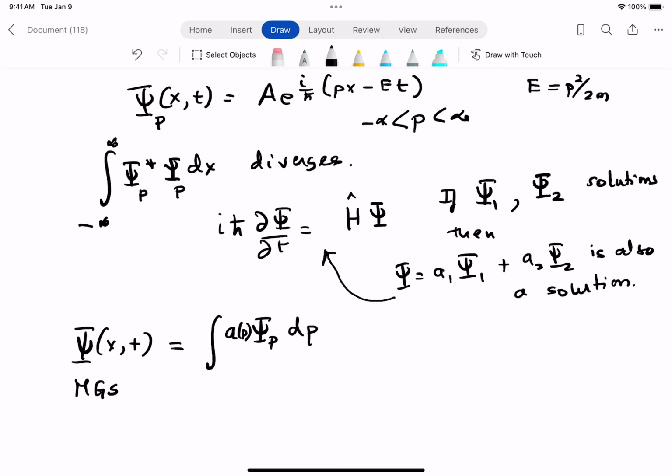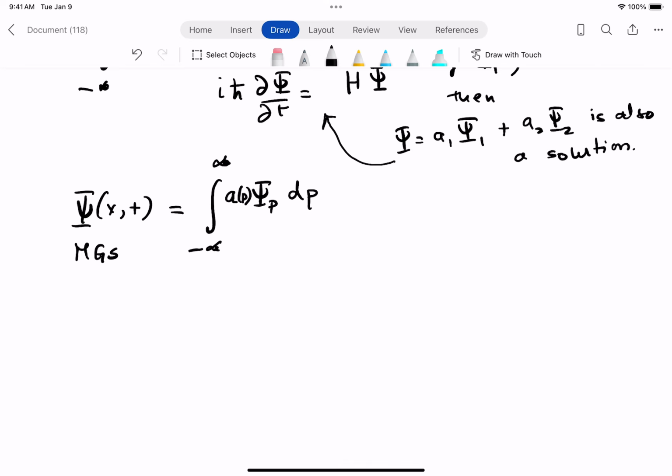Here I have an infinite number of solutions, one for each p. For each solution, I'm multiplying it by a constant, and that constant depends on p. So a of p times psi p, and then I'm integrating rather than summing because it's continuous, and p runs from minus infinity to plus infinity. So this integral goes from minus infinity to plus infinity. This is the most general solution, and I'm claiming that this most general solution is going to be normalizable.